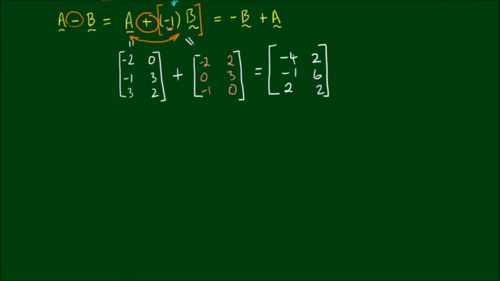Well, now let's see if the distributive laws hold for scalar multiplication. So again with the matrix A, let's multiply this by a scalar multiple R. So R times A, this gives me the matrix negative 2R, 0, negative 1R, or negative R. So 3 times R is 3R, 3 times R again is 3R, and 2 times R is 2R.